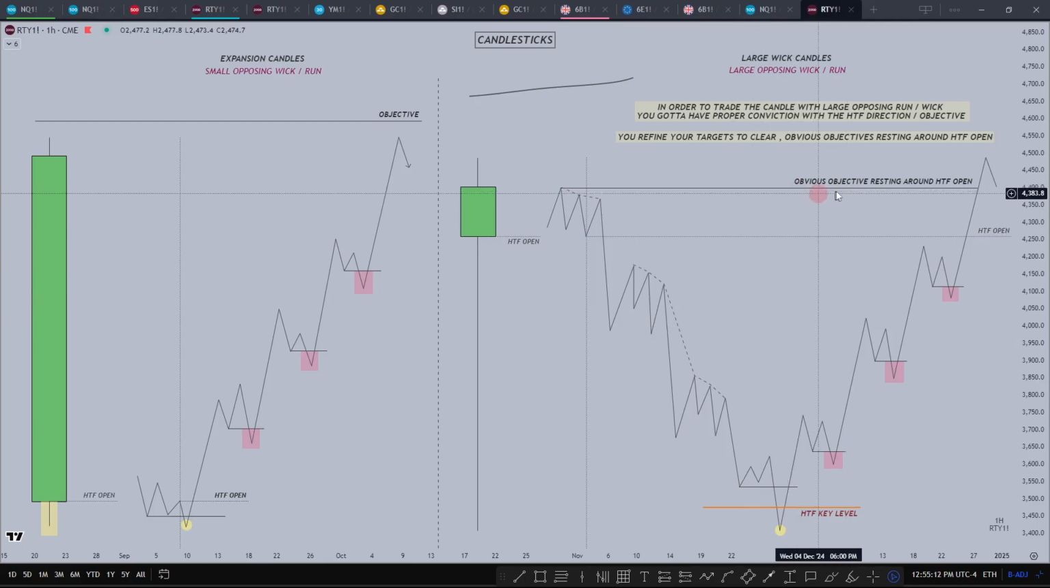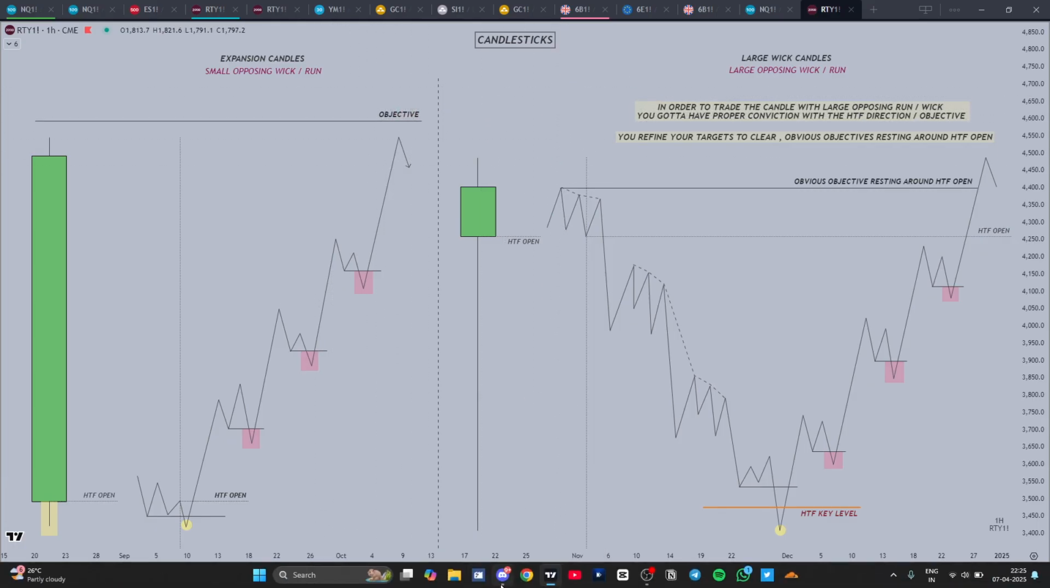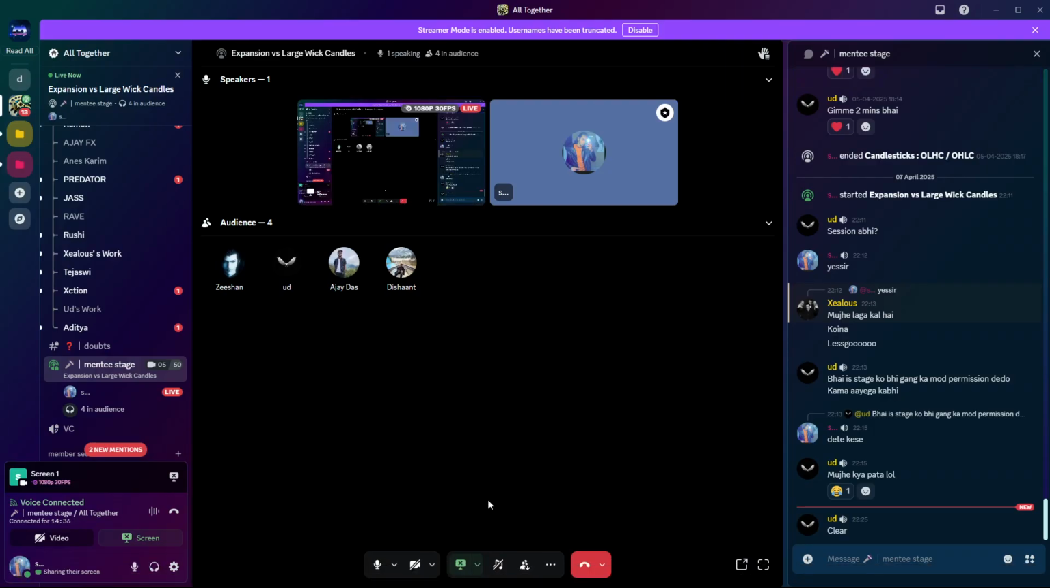Is this much clear? Obvious objectives resting around the high time frame open. This is the high time frame open, opening price. Clear unestablished highs resting around the high time frame opening price. So these would be objectives. But here, in this case, as the small wick supports expansion, you can frame much away from the opening price to the extreme objective as well. Is this slide clear? Or if you have any doubts, you can ask.